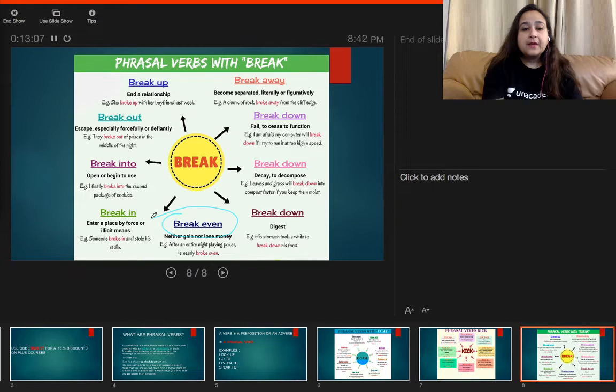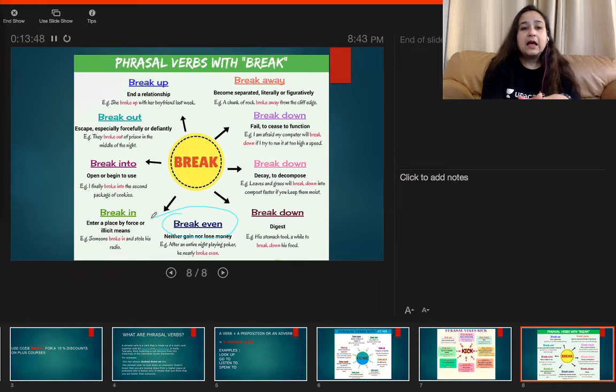Okay. Then break in is to enter a place by force. So the burglar broke into my friend's house, means the robbers came into your friend's house. They just broke in physically and they entered to steal or something like that. Break into also means to open. So break in is more of a negative thing, whereas break into is begin to use. So I finally broke into the cake that had been brought for me. So you started eating it. So you start using something or something like that. So you break into something.